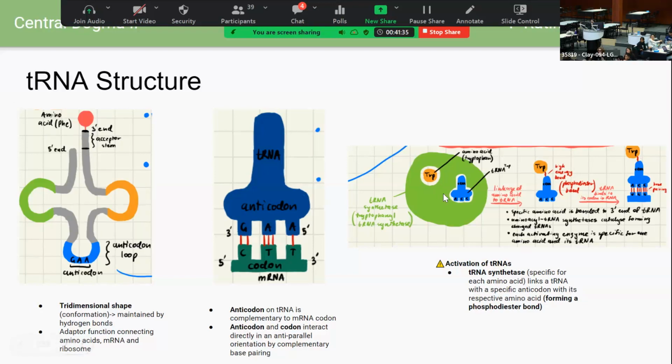It's kind of important, the tRNA structure, but basically just know that it's a 3-dimensional shape. It attaches to a codon there with the anticodon on the tRNA. And then we also need to activate it to actually attach the amino acid to it. That is done using tRNA synthetase.